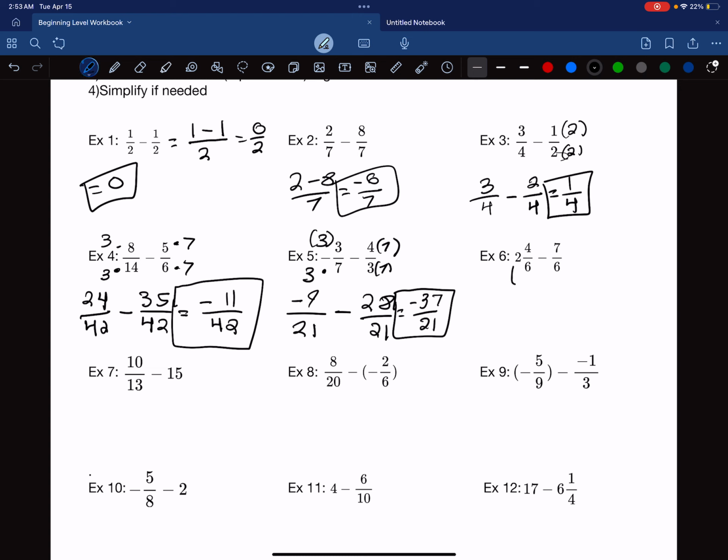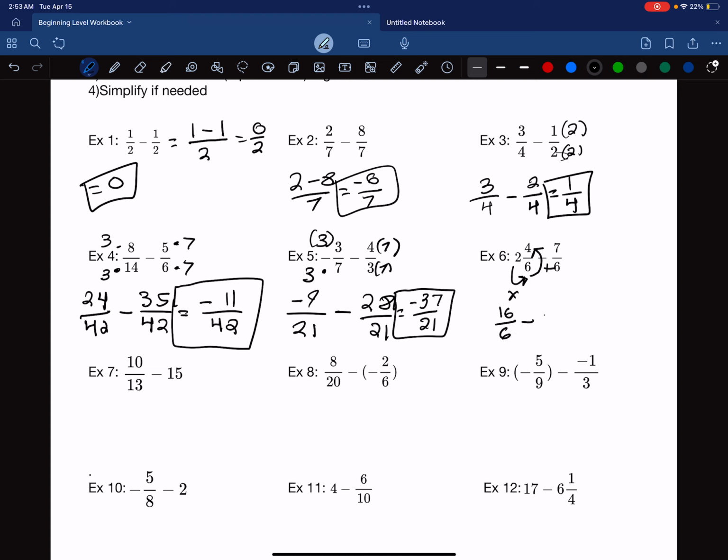Looking at example 6, I'm going to convert this mixed number into a fraction and then subtract the two fractions, or find a common denominator if we need. I encourage you to pause the video and try example 6 on your own. Now let's work through it. I'm going to multiply 2 and 6 and add that to 4. So 2 times 6 is 12, and 12 plus 4 is 16. So you get 16 over 6.